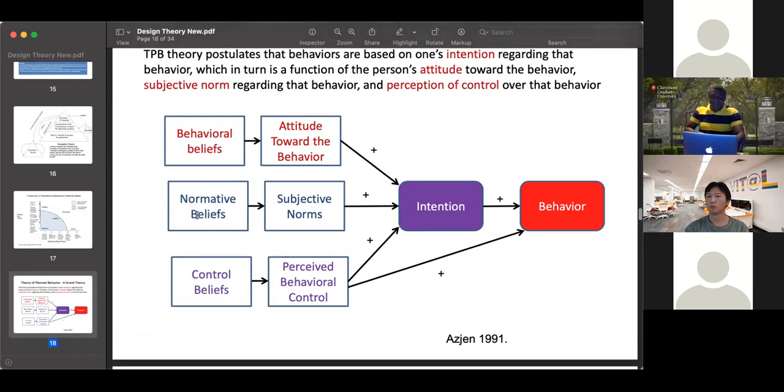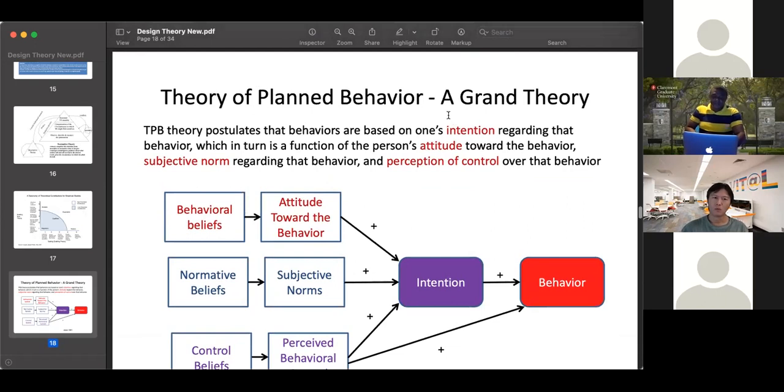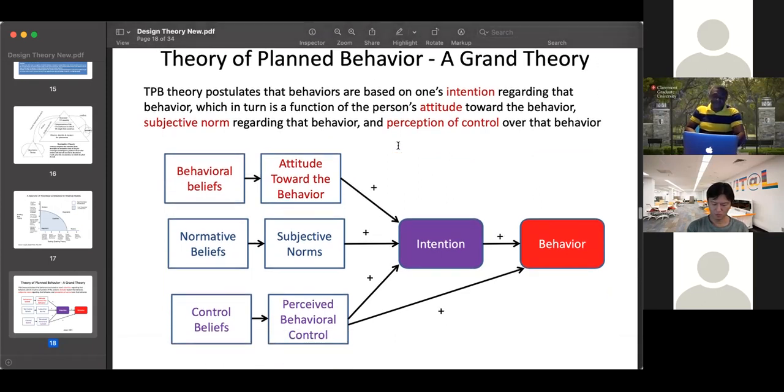So normative beliefs, control beliefs, intention, behavior. So this is the theory of planned behavior. One of the theories that informed the UTAUT theory, you know. So we are not dealing with this theory anymore because all of them are contained in the UTAUT, you know. It was one of the theories at the beginning that also informed the terms perceived usefulness and perceived ease of use.